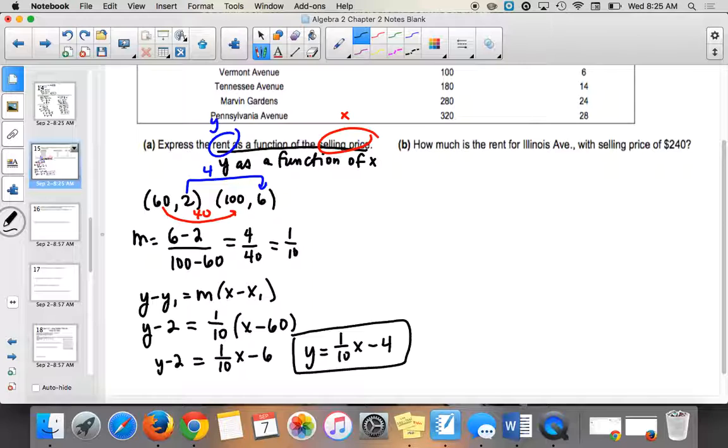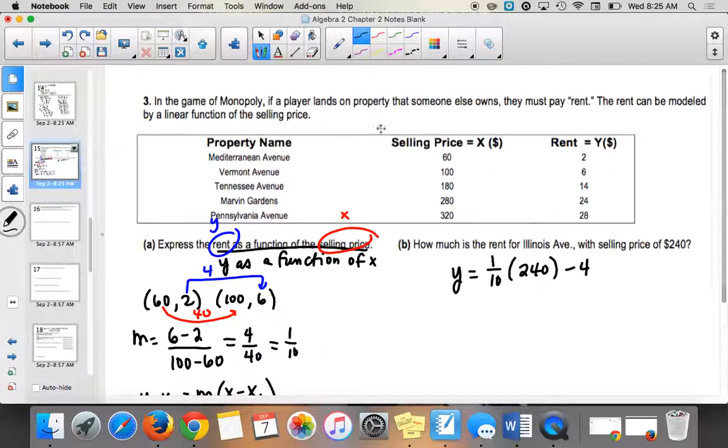All right, so it says how much is the rent for Illinois Avenue with a selling price of $240. So same idea. So I'm going to do 1/10 of the selling price minus 4, because remember the selling price was what our x was. So we plug in 240 for x. So we get y equals 24 minus 4, so y equals 20. So if you land on Illinois Avenue, you would pay $20.